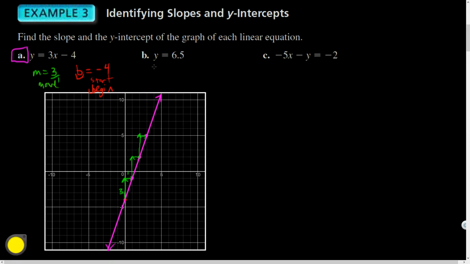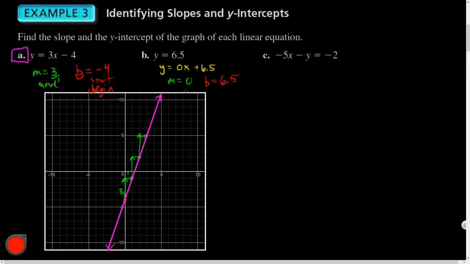Part B. y equals 6.5. What's the slope? Well, let's write it in y equals mx plus b. So y equals 0x plus 6.5. Well done with the catch that the slope is 0. And the intercept? Positive 6.5 there.